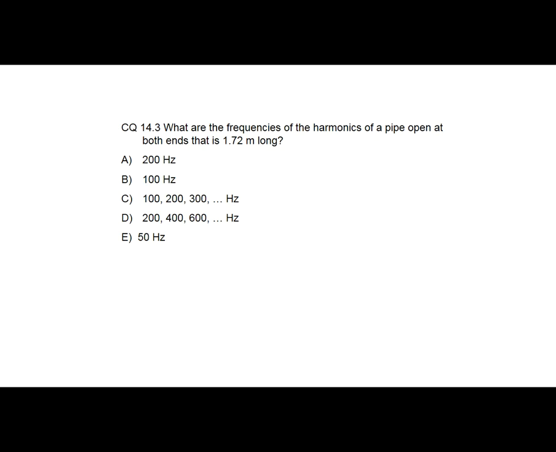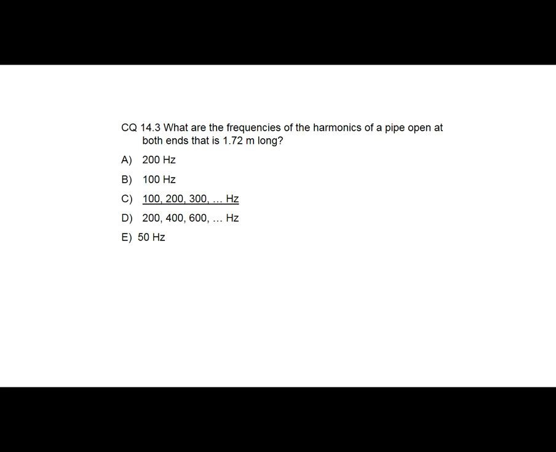All right, so hopefully you were able to intuit this one, maybe even just glanced at your equation for the frequencies of modes of a pipe that's open at both ends, and you realized that 100, 200, 300 is the correct answer.